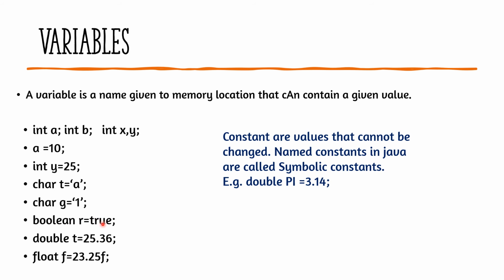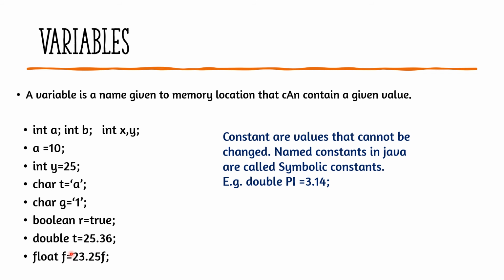Boolean: either true or false we can store, without double quotes. So if you are declaring a variable as boolean, we can store either true, otherwise false. Double t: any decimal number we can store. In this line, we are storing 25.36 in the variable t.